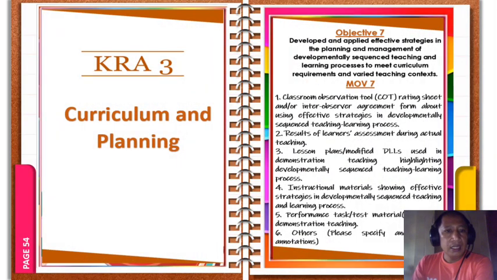Yan, then we have KRA number 3, curriculum planning, objective number 7 na po tayo. Develop and apply effective strategies in planning and management of developmentally sequenced teaching and learning process to meet curriculum requirements and varied teaching contexts. So ano po yung mga MOVs? Classroom observation again. Then results of learners' assessment during actual teaching, lesson plans or WHLPs, instructional materials, performance tasks, and others. So here are they.